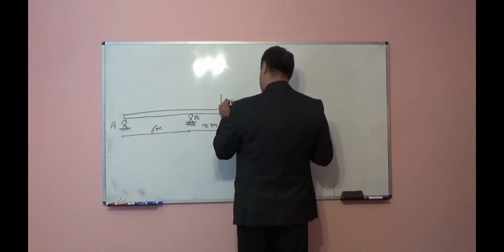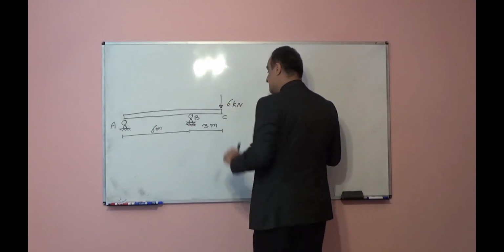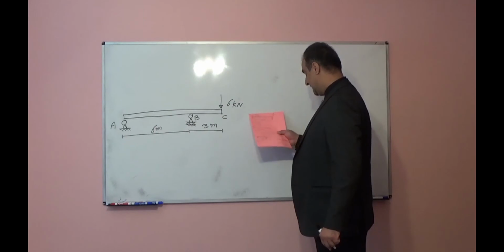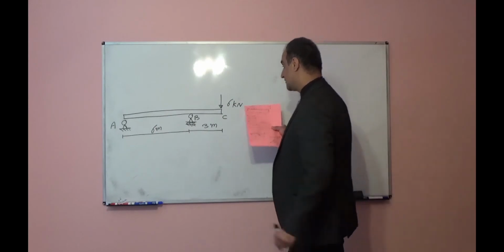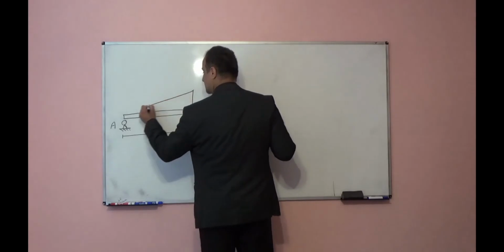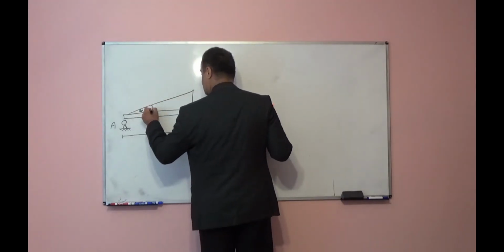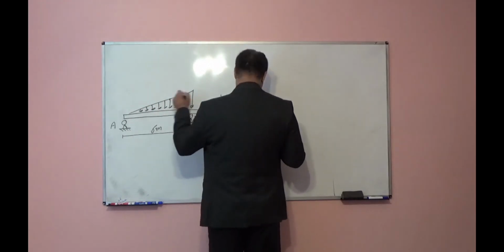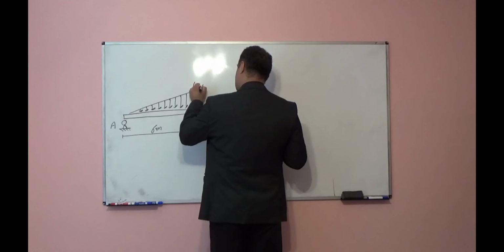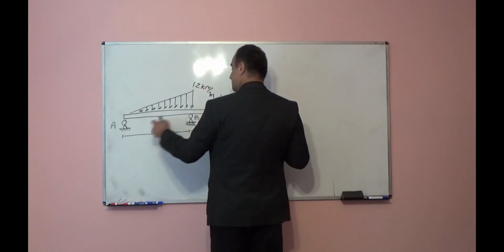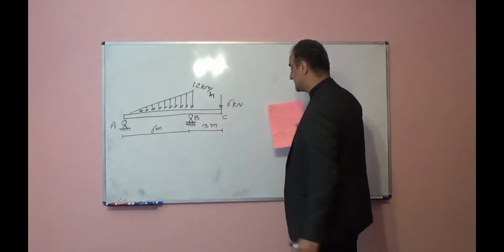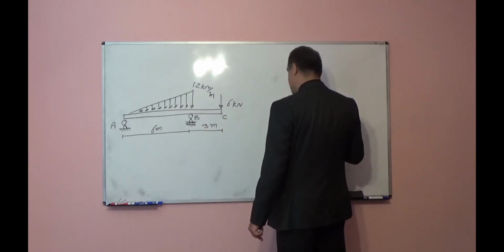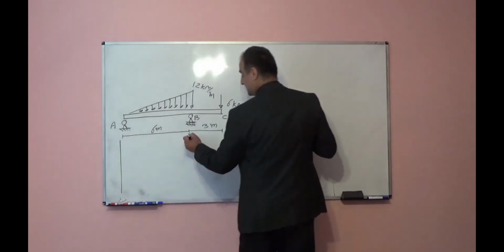Next one, we have this overhanging beam. Here it is subjected to concentrated load. The magnitude of load, it is 6 kilonewton. This part, it is subjected to non-uniform distributed load. The shape for this load, it is triangle. It increased from 0 to maximum value 12 kilonewton per meter. This span length, it is 6 meter. This span length, it is 3 meter. We want to find moment diagram and shear diagram for this beam.